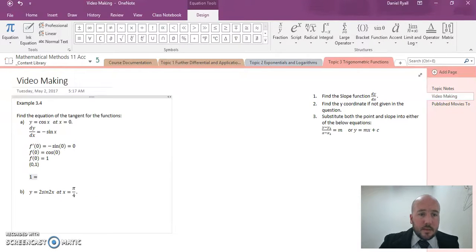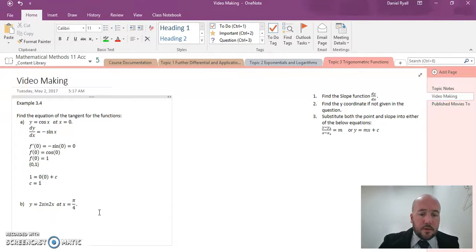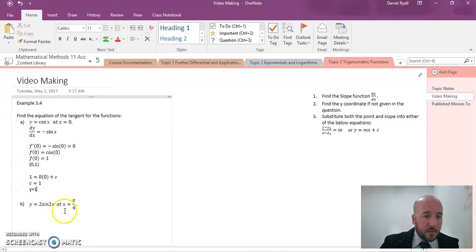Our slope was 0, so it doesn't matter what x is, but we'll put that in as well, plus the c value. In this case, c must then equal 1. So our equation of our tangent will just be y equals 1. So following the steps, we've been able to get the equation of the tangent, in this case being the horizontal line of y equals 1.